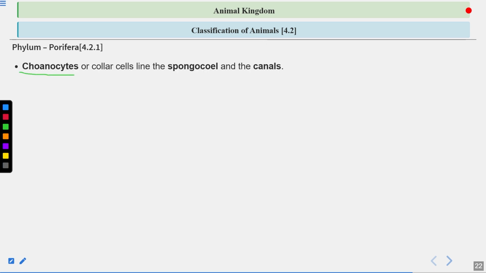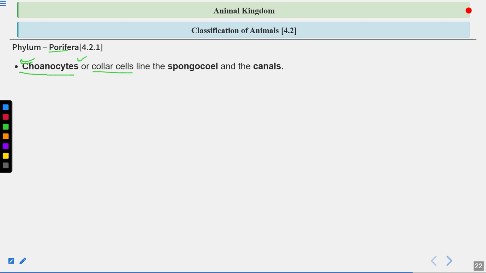Choanocytes. Now, I told you that there are some specific features of each phylum. So this is the specific feature of this phylum. Choanocytes: such cells are only found in Porifera. Choanocytes are not found in any other phylum, right? So this is the specific feature of the phylum Porifera, right?